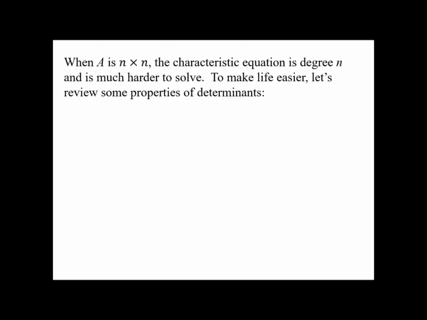So let's take a step back and remember some properties of determinants. When A is an n by n matrix, by the way, 3 by 3 is bad enough. Imagine n by n. The characteristic equation is going to be an nth degree polynomial equation, which, yeah, not fun. Definitely harder to solve. And so to make life easier, let's remember some properties. These came up in previous chapters when we were talking about determinants.